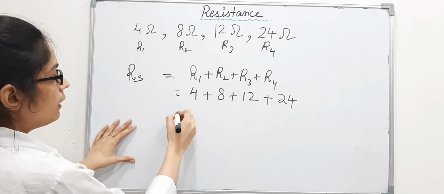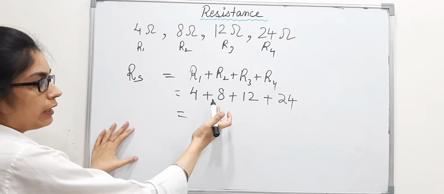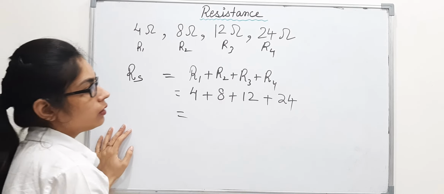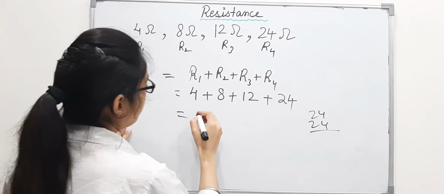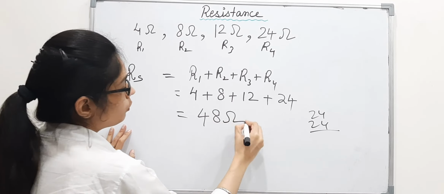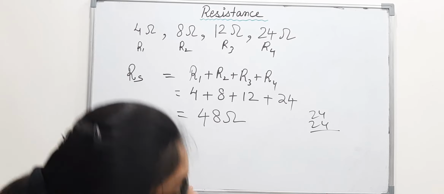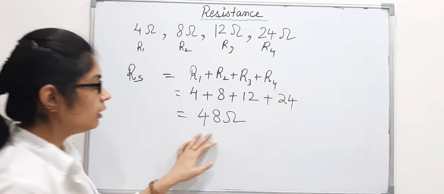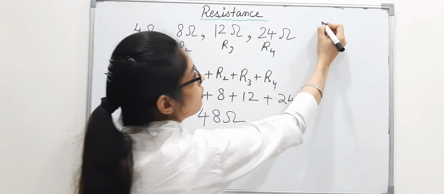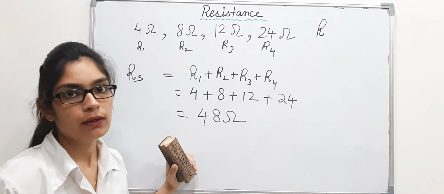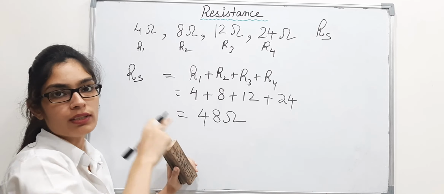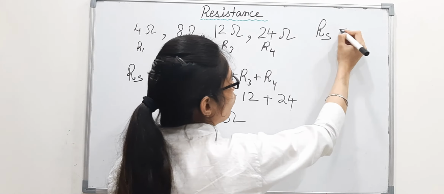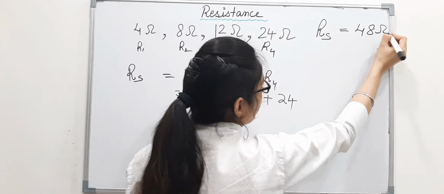Now we can add: 4 plus 8 is 12, 12 plus 12 is 24, and 24 plus 24 you will get 48. So you have to write 48 ohm. We write it here because we will compare also. So this is the resultant resistance for series combination. So we got RS equals 48 ohm.